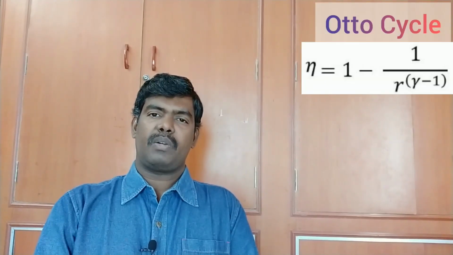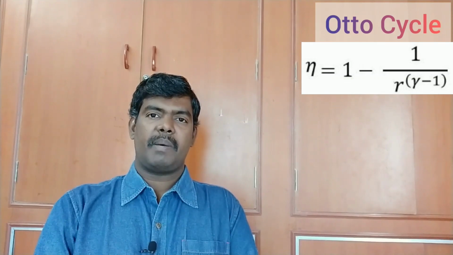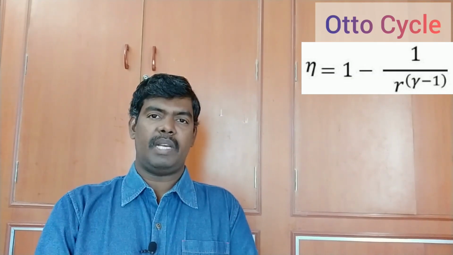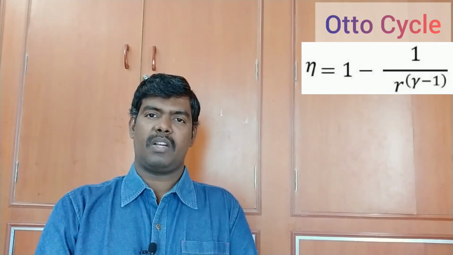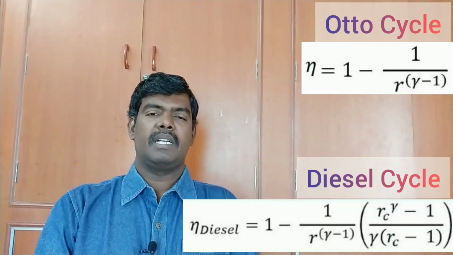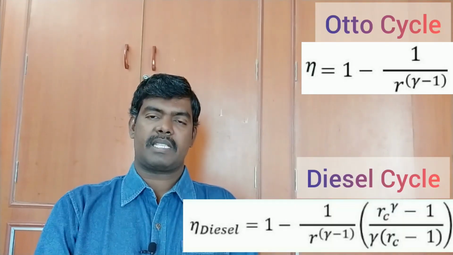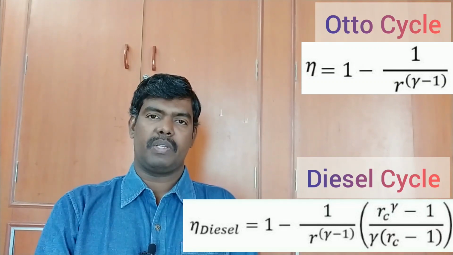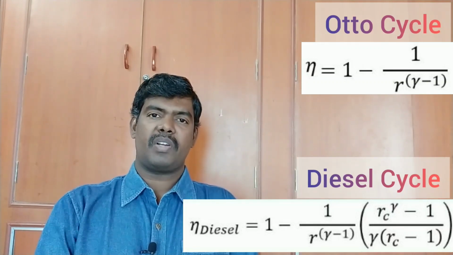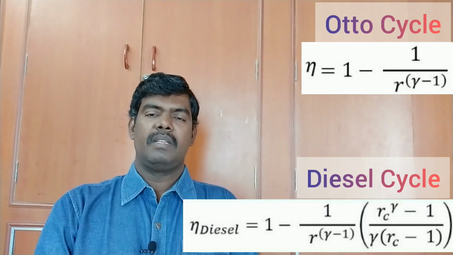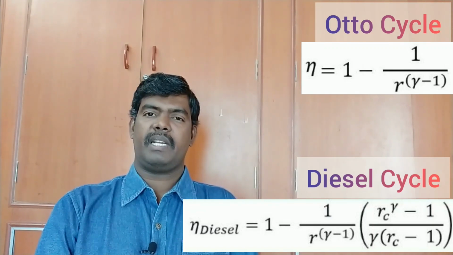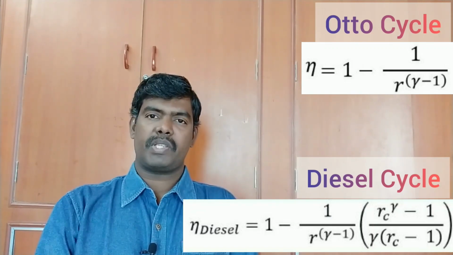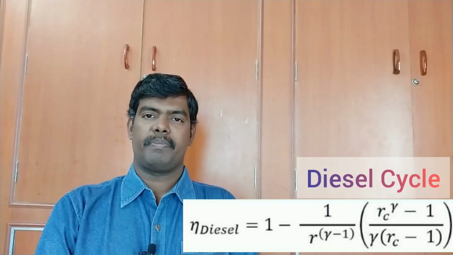So here, compared to the Otto cycle, the Otto cycle efficiency formula is eta equals 1 minus 1 by r^(γ-1). Here only r, that is the compression ratio, is there in the Otto cycle. But in the diesel cycle, there are r and rc, that is compression ratio and cutoff ratio. Therefore the air standard efficiency of the Otto cycle depends on the compression ratio only, but in the diesel cycle, not only the compression ratio, the cutoff ratio also.